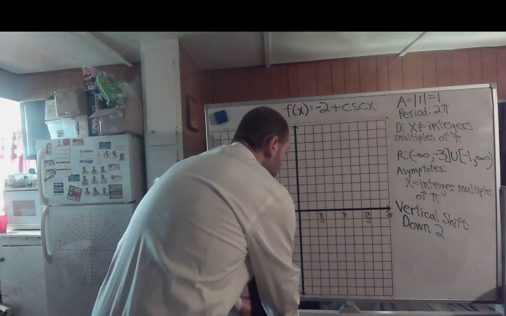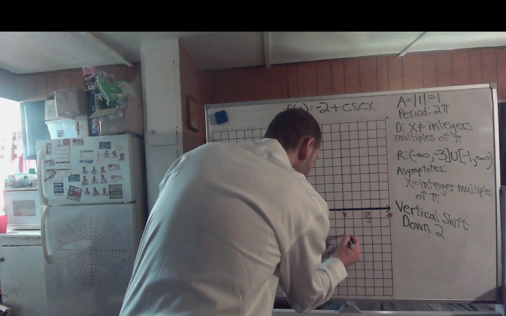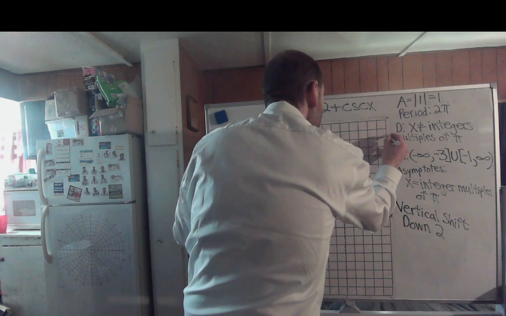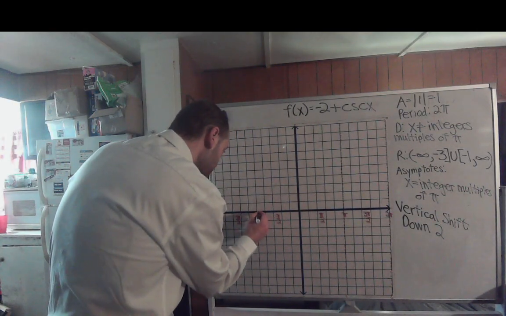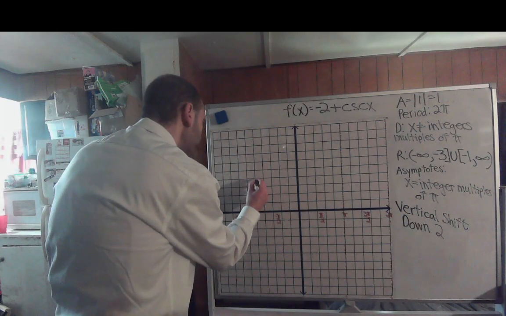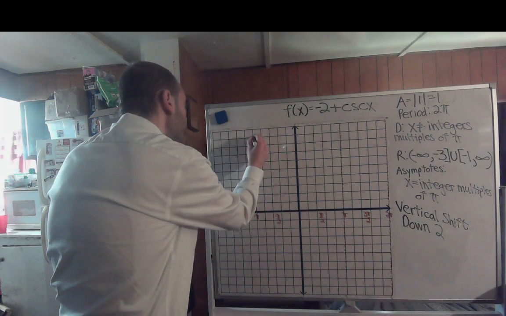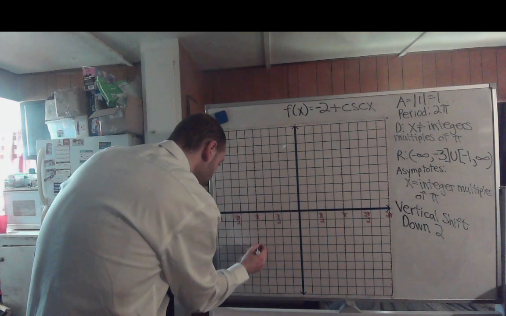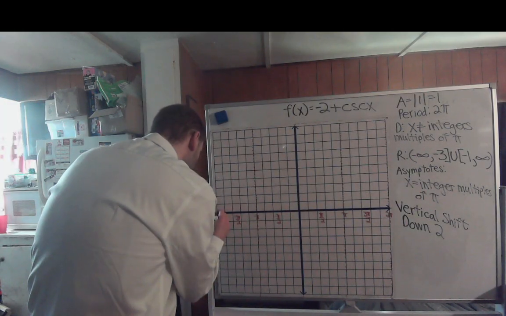So let's see, integer multiples of pi, we know it's there at 0. Let's draw an asymptote at pi. Let's see, negative pi. -2 pi.